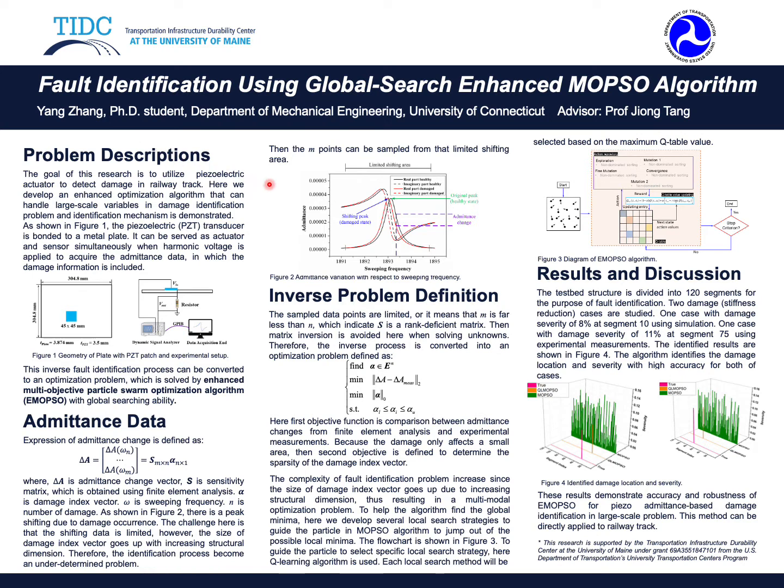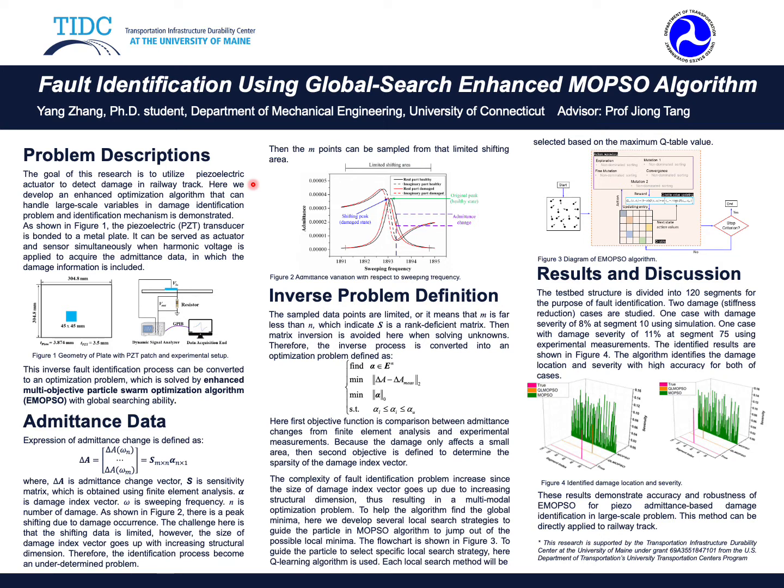The goal of this research is to utilize the piezoelectric actuator to detect the damage in railway track. So here we develop an enhanced optimization algorithm that can handle the large-scale variables in damage identification problem. And then we're using several cases to demonstrate the identification mechanism.